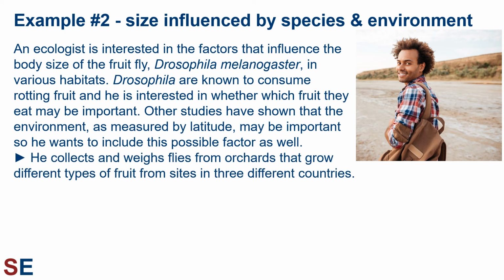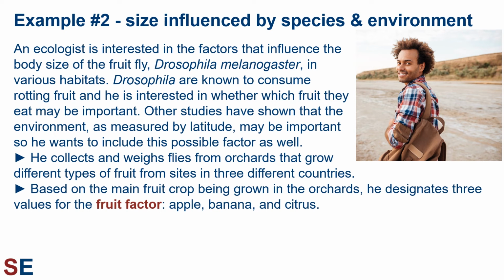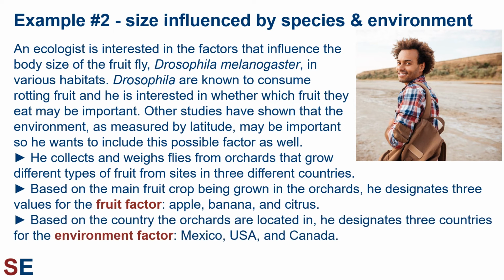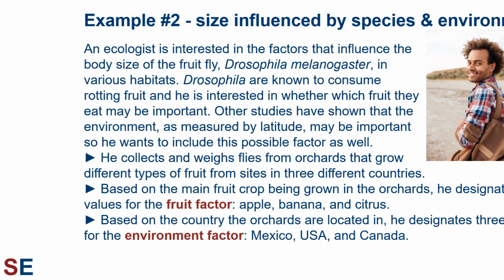He collects and weighs flies from orchards that grow different types of fruit from sites in 3 different countries. Based on the main fruit crop being grown in the orchards, he designates 3 values for the fruit factor: apple, banana, and citrus. Based on the country the orchards are located in, he designates 3 countries for the environment factor: Mexico, USA, and Canada, which vary in latitude. For this 2-factor ANOVA, one factor will be the fruit and the other will be the environment, and the interaction is whether the effect of the fruit depends on the environment and vice versa.